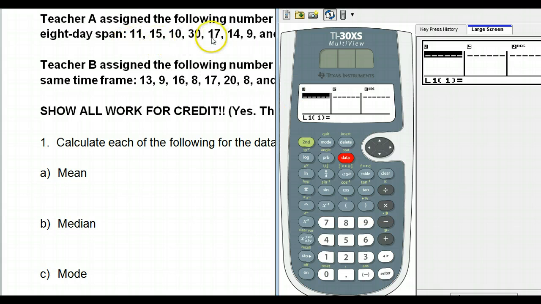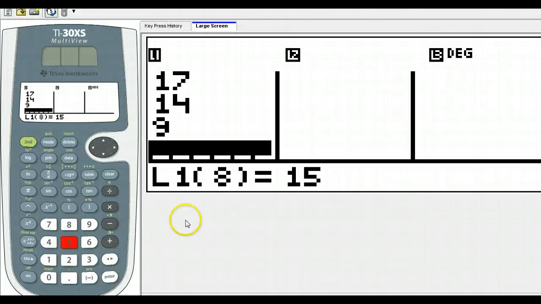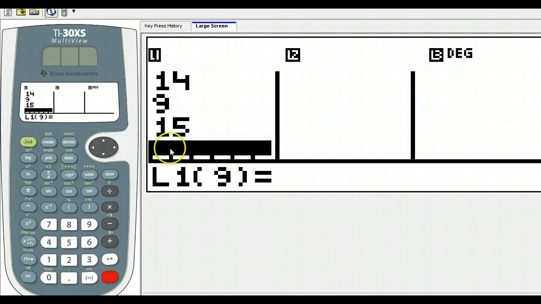So the first thing is always to type in the numbers. So 11, 15, 10, 30. I'm going to just start typing them in L1. So 11, enter. 15, enter. 10, enter. And so on, and 15. Notice this number here tells us which number we're on, the 8th number, so we know we should be done. And here it says 9 because I'm on the empty space after it. So I've got my 8 values in there.